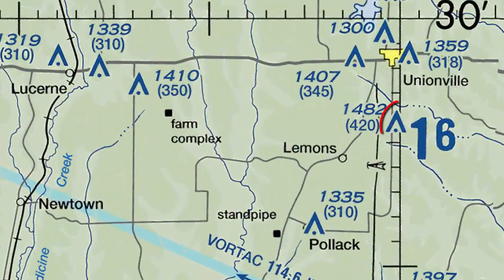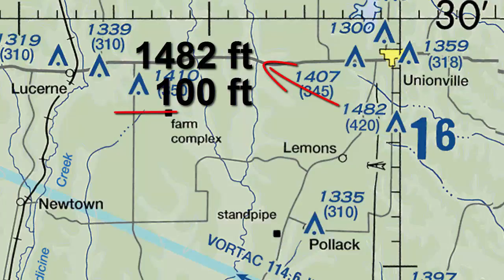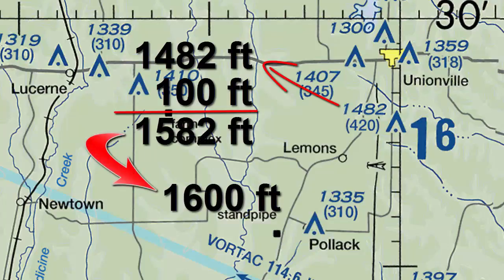So in this case, we can see a tower that is 420 feet tall above the ground. So the top of the tower is 1,482 feet MSL. For this quadrant, the contour intervals are at 10 foot, so we take the minimum of 100 feet for the error. So we go from 1,482 to 1,582 for the error, and up to 1,600 feet for the maximum elevation figure.